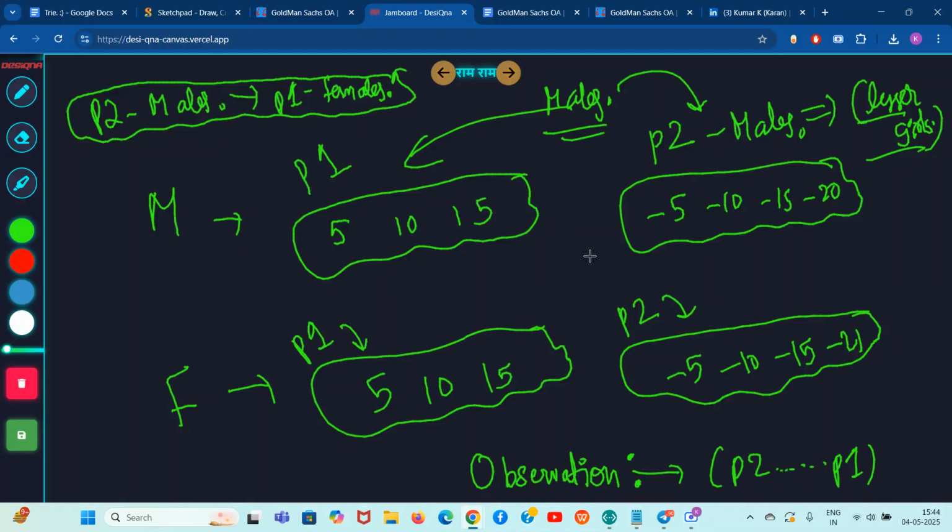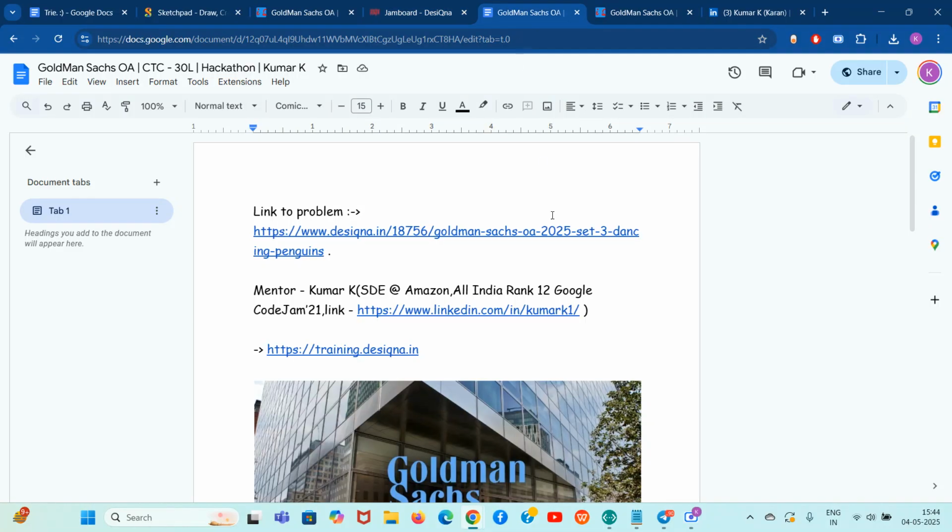Now you might be asking, sir, why is this correct? I am saying that these P2 males can try to have a relationship with P1 females. Why? Because P2 males want lesser girls. They want the girls who are less than 20. And these females want higher boys. So lesser girls, higher boys can make a relationship. So this is the first observation, that P2 males can build a relationship with P1 females. Only this way it's possible. So I'm writing it here.